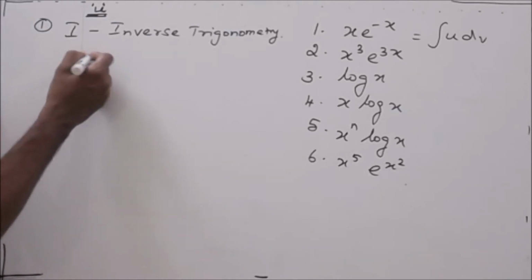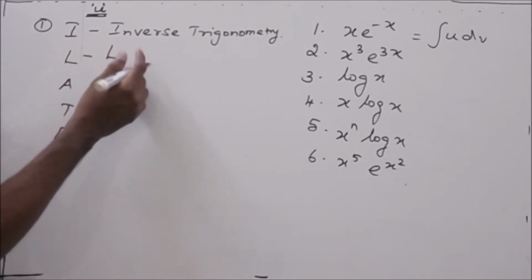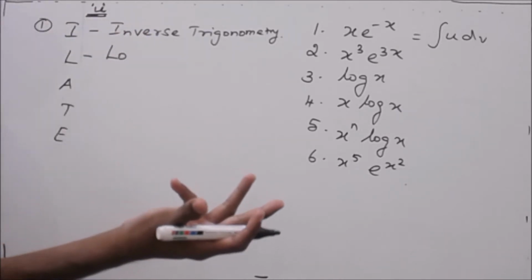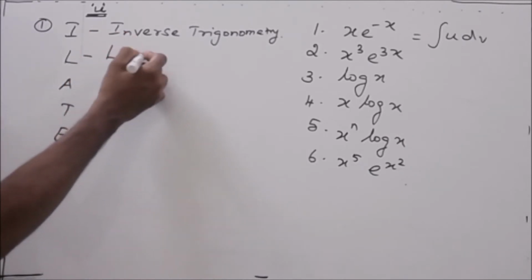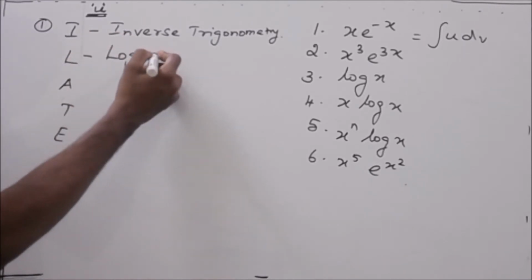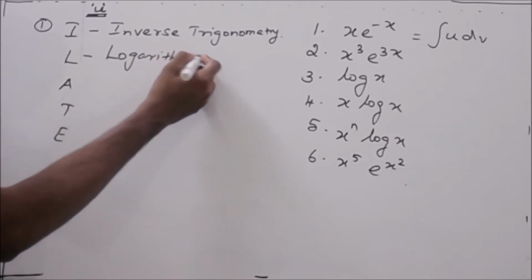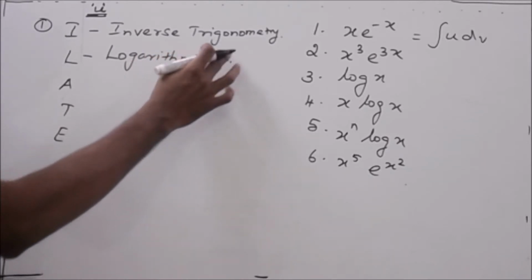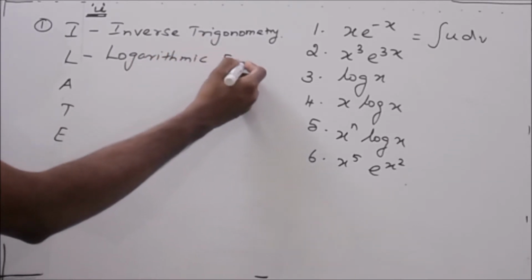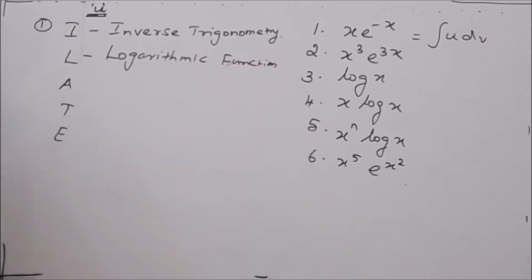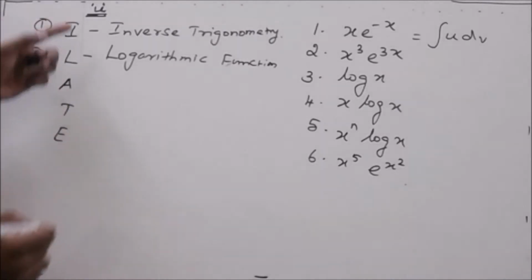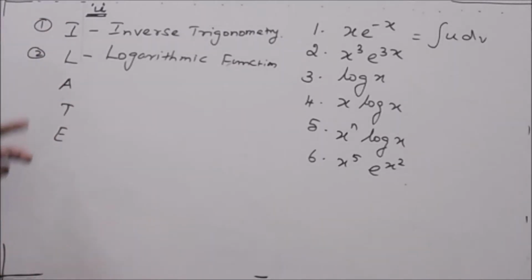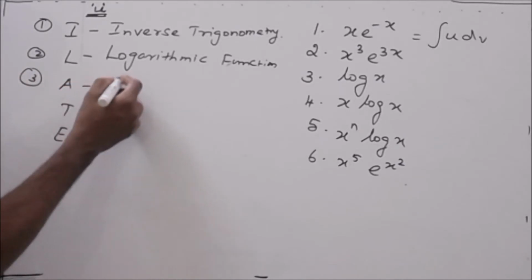Else, if inverse is not in the given problem, check whether a logarithmic function appears. L means logarithmic function. If a logarithmic function appears, you can give the next priority to choose u as the logarithmic function. Suppose these two are not in the problem, then the third priority is given to algebraic functions.